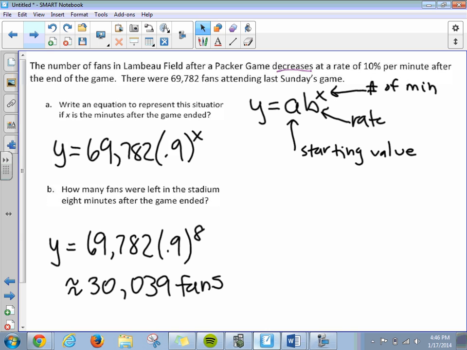Now let's take a minute and think about it. We know that we started with 69,782 and we decreased. We have a decay function. Fans are leaving the stadium, so our number makes sense. For all intents and purposes, we can say that we're on the right track to getting that right answer, and we followed the correct process. So yes, our answer is going to be 30,039 fans.